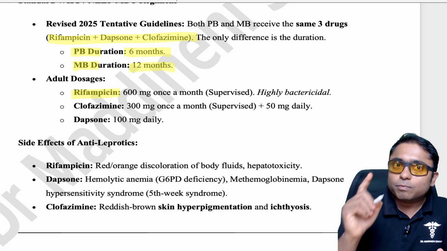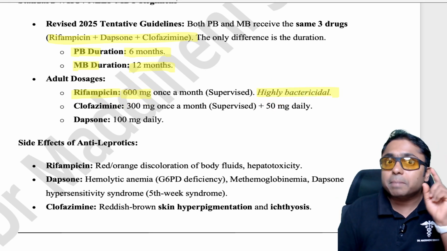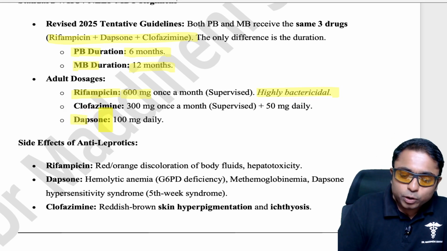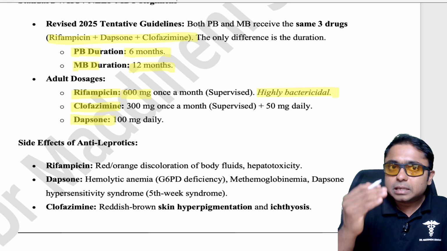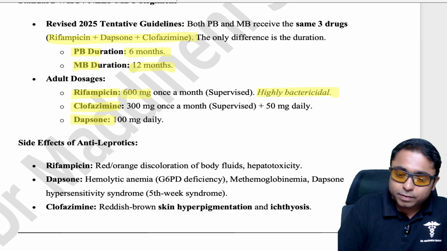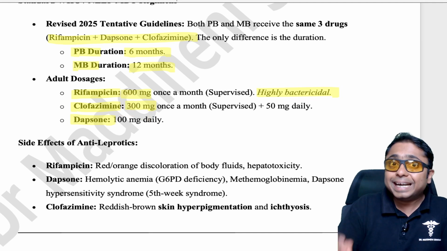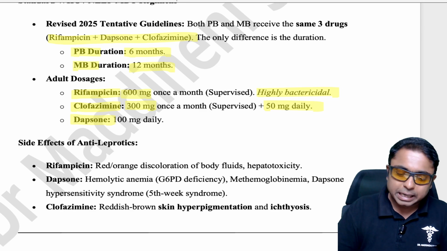This is also very important to remember. Rifampicin is a once a month dose of 600 mg under supervision, and it's a highly bactericidal medication. Coming to dapsone, it is 100 mg given daily, whereas clofazimine, remember, is given both once monthly and also daily. The monthly dose is going to be half of the rifampicin dose, that is 300 mg, and the daily dose of clofazimine is going to be half of the daily dose of dapsone. So very easy to remember.